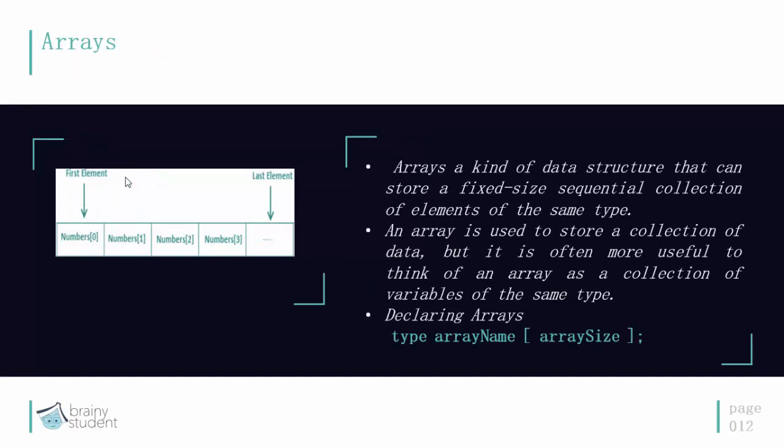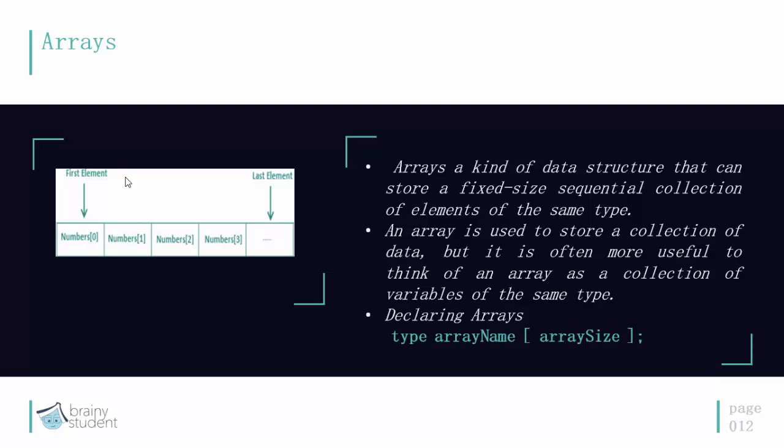Arrays. An array is a kind of data structure that can store a fixed size sequential collection of elements of the same type. As we know, an array is a collection of elements. If I want to have 100 variables simultaneously, it is not feasible to declare all 100 variables like a, b, c, d. How many can we declare? So for that we need a collection of variables of the same type.